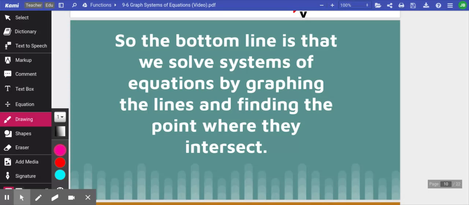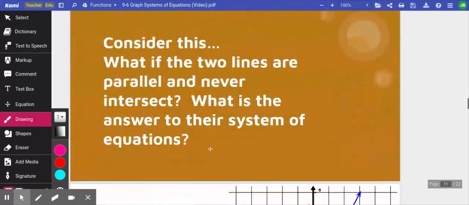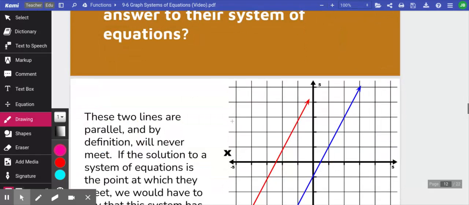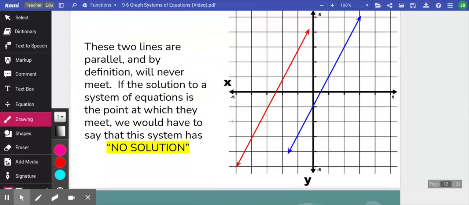That is the solution. Now, in the back of your mind, I know some of you are having a question, and you're saying, wait a second. What happens if the lines are parallel? I know you read my mind, right? What if the lines are parallel and they never intersect? What would be the answer to that system of equations? It's very simple. If they never intersect, then there's no answer. So what we say is that there's no solution.